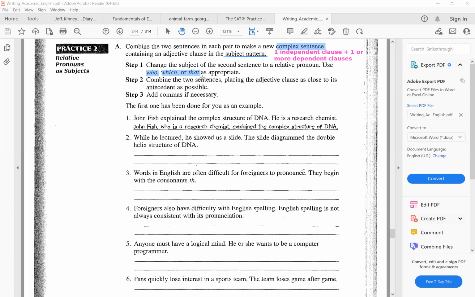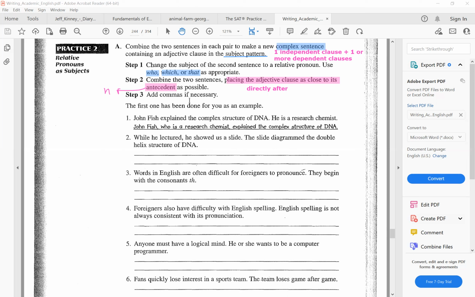Okay, so we have to combine the two sentences, and this is very important. Place the adjective clause as close to its antecedent. The antecedent is the noun that the adjective clause modifies. We need to place it as close to it as possible. Usually it's directly after, because if you place it really far away, it becomes a problem. That problem is called a misplaced modifier. And of course, step 3, we have to add commas if necessary.